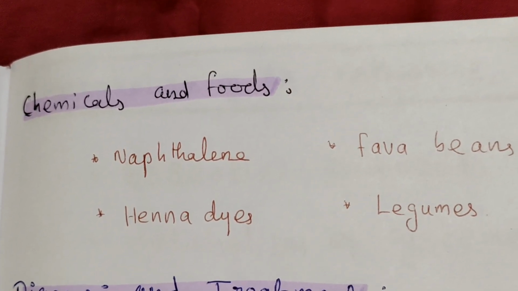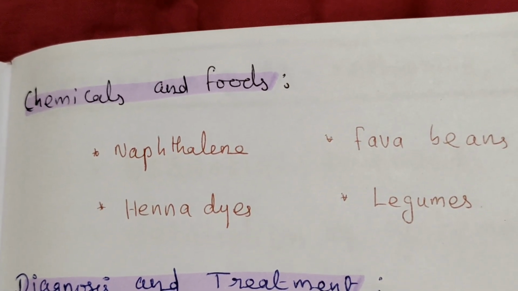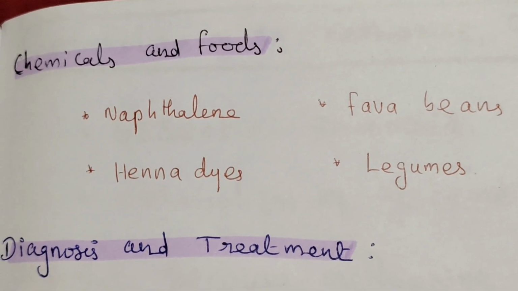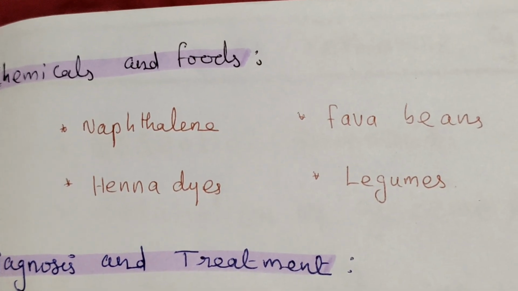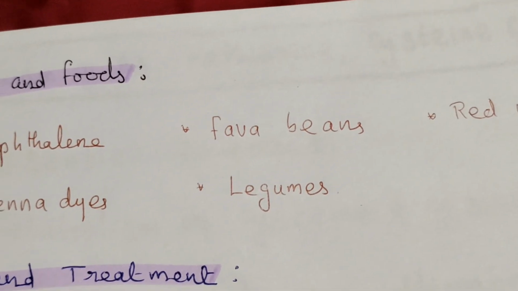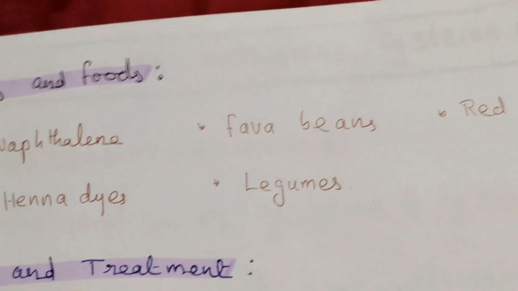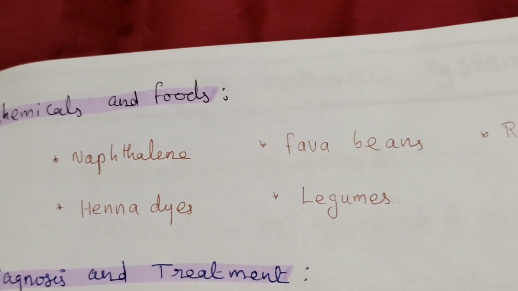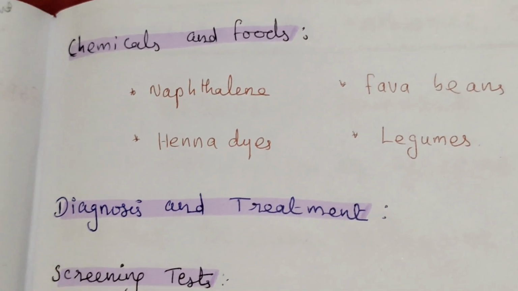Other chemicals and food also trigger acute hemolysis in patients. What are they? Naphthalene, henna dyes, fava beans, legumes and red wine. These are the foods and chemicals that also trigger acute hemolysis.